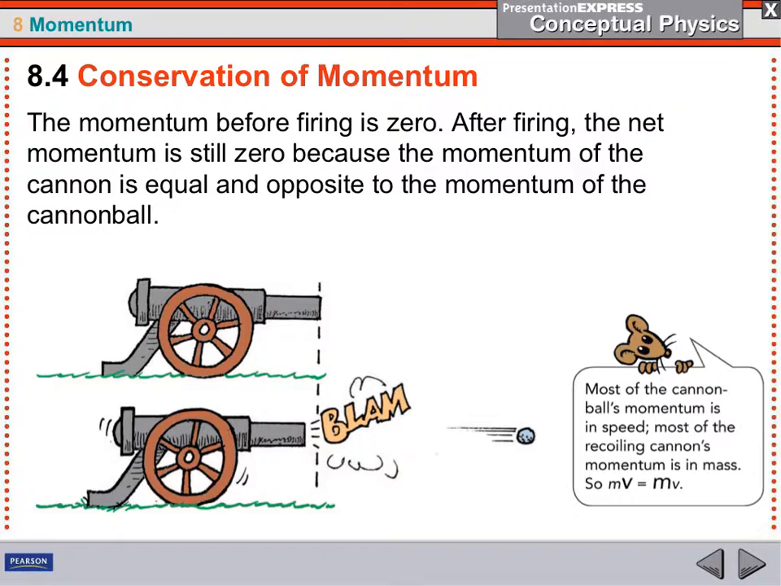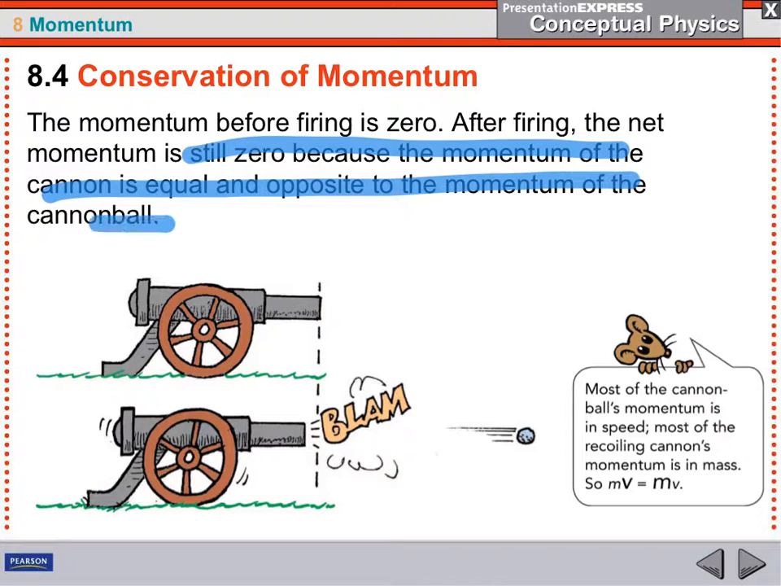Let's take a look at our cannon again. The momentum before firing is 0. After firing, the net momentum is still 0, because the momentum of the cannon is equal and opposite to the momentum of the cannonball. The cannonball's momentum is in speed. The recoiling cannon's momentum is in mass. So here we have two things that are the same because the momentums must be the same. But m times a larger v is equal to a larger m times a smaller v.